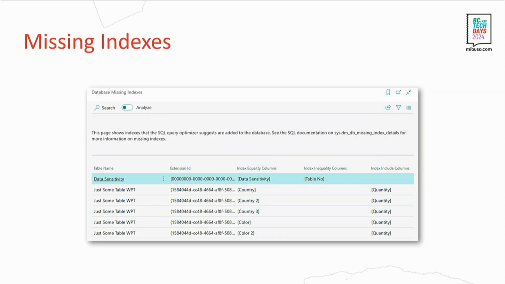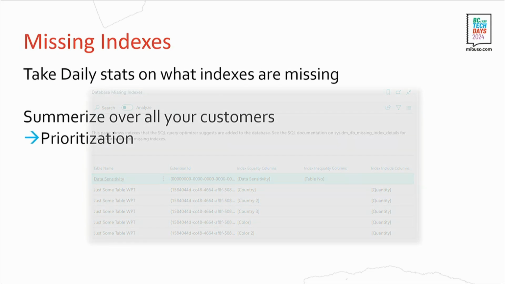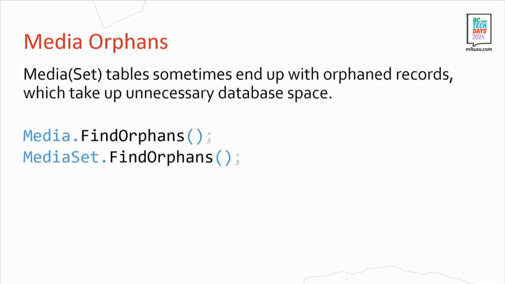So, what about missing indexes? You know what that is, right? Per customer, you can open that page, but that's per customer. Maybe product-wide, for all customers, I would like to know what is the most missed index across all customers. So why not emit a daily signal that just shows all missing indexes? Same for orphans.